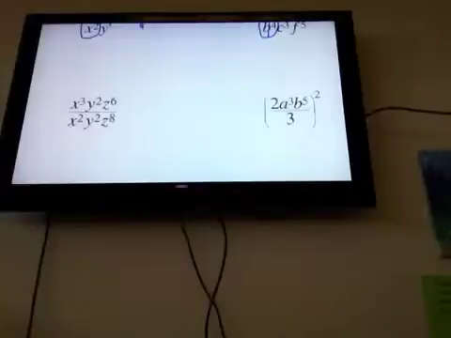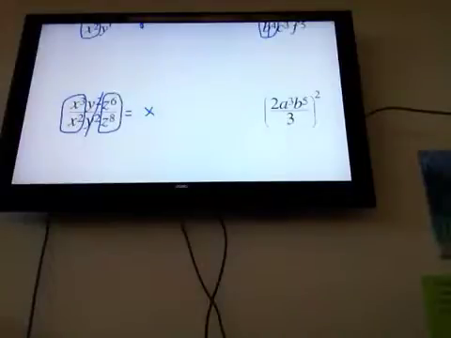On my x's, 3 minus 2 is 1. I don't have to write a 1, but if I write a 1, that's okay. I wouldn't mark it wrong. My y squareds cancel each other out. And then here's how we're going to use the rule a little bit differently. If we subtracted here 6 minus 8, we would get a negative 2.